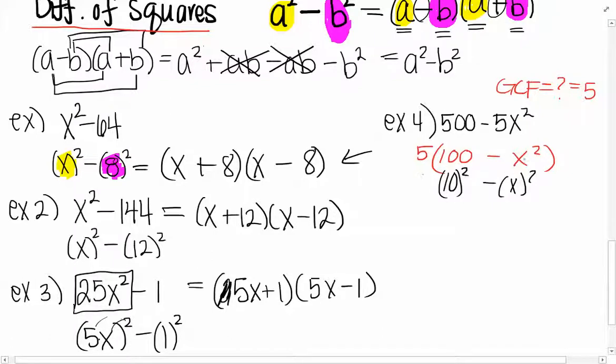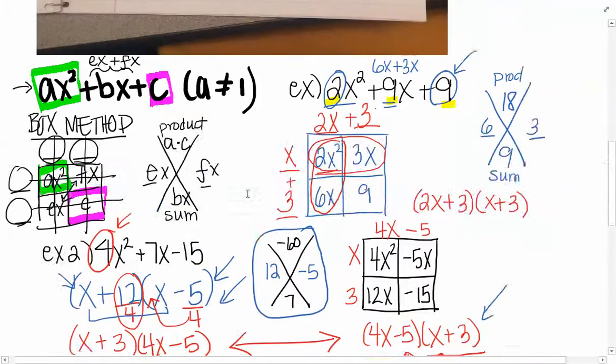Also notice that the order is backwards here, and that just means we have to put the 10 first and the x second. And don't forget the 5. The 5 has to be outside in the answer. So the 10 was first, put the 10 first in the parentheses. X is second, put the x second in the parentheses. Give one of them a plus, one of them a minus, call it a day. Okay, so that's two types.